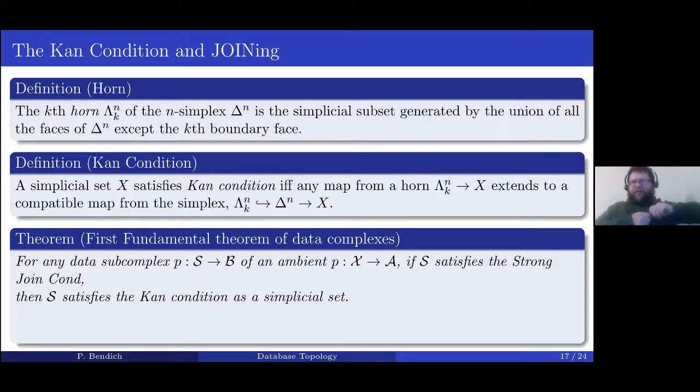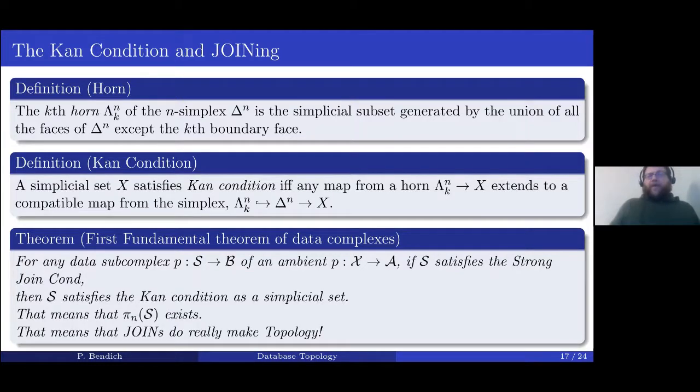We very strongly suspect this condition is if and only if. Right now, we can only prove a slightly weaker version of the converse, and it doesn't matter for any of the applied math we're doing, so we stopped thinking about it. But we have no reason to believe this is not if and only if. So what does that mean? That means that as long as you satisfy the strong join condition, you can talk about the homotopy groups of your data subcomplex, which is really neat.